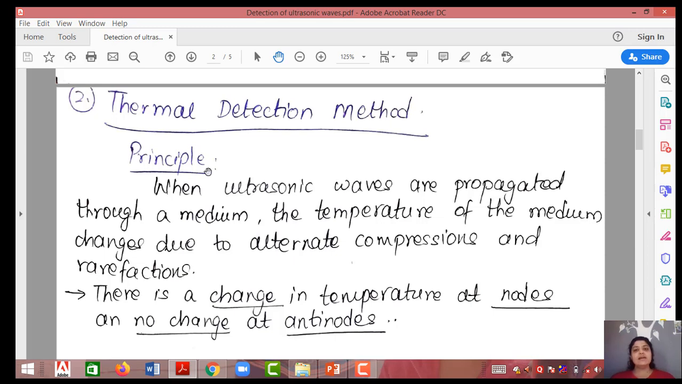Next is the thermal detection method. What is the principle of the thermal detection method? It says that whenever ultrasonic waves propagate in a medium, the temperature of the medium changes due to the alternate compressions and rarefactions. We all know that ultrasonic waves are sound waves, that means longitudinal waves, and all longitudinal waves propagate in the form of rarefactions and compressions.